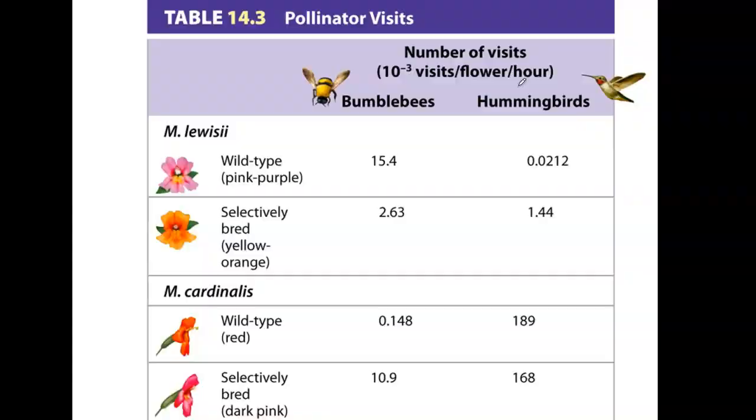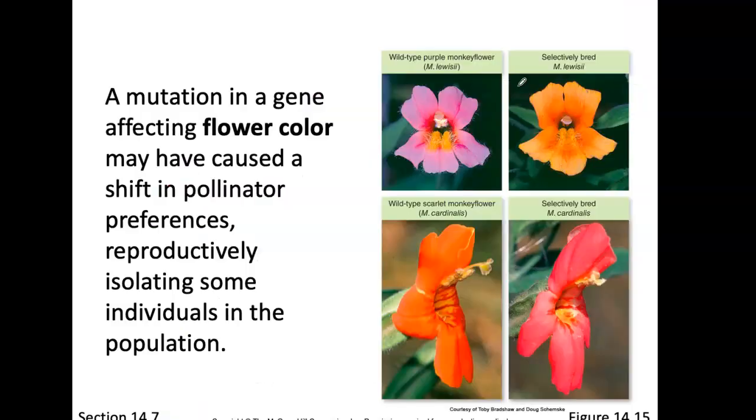Okay, so what is this telling us? It's suggesting that a mutation in a gene that affected flower color, so all you needed was one of these way back when to be affected by a mutation that changed the color, and it caused this shift in pollinator preference. And so if you have bees only going to one and hummers only going to the other one, then what happens is those get separated reproductively. And it isolates those two flowers, given that they're not visited by the same pollinators.